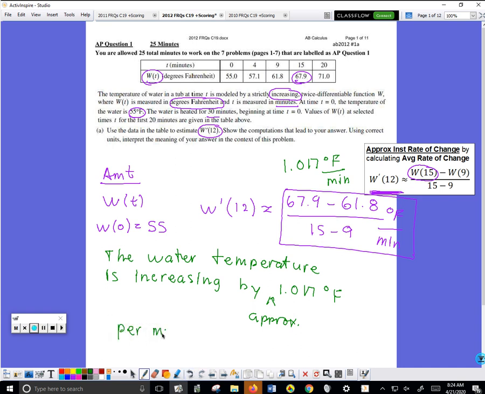But we have to mention, when is this occurring? So this is occurring at T equal 12 minutes. If you have the green statement, you get one more point. So it's 1 point here for the green, and there was 1 point up here for the purple.